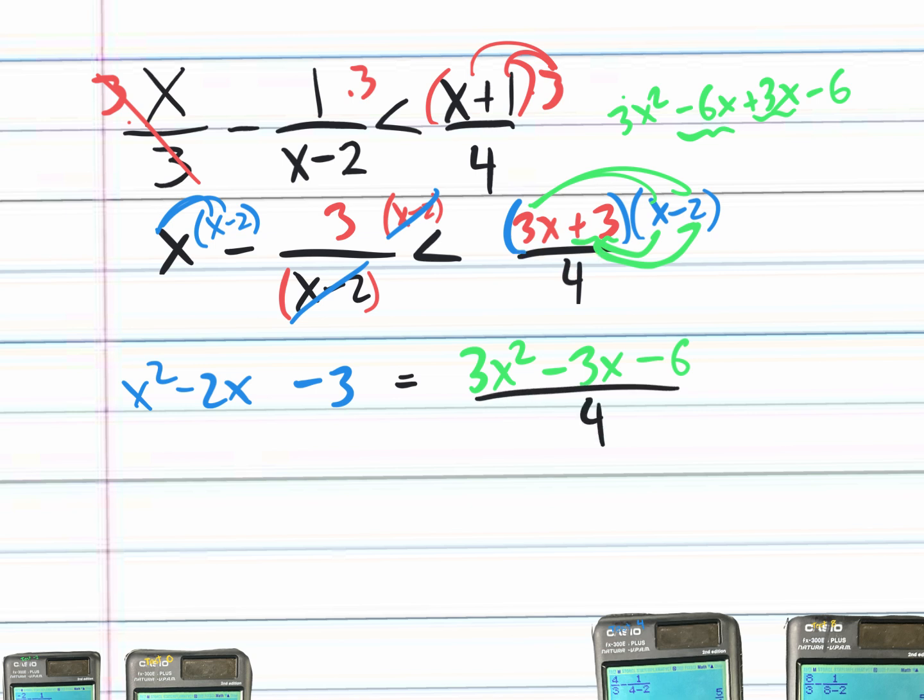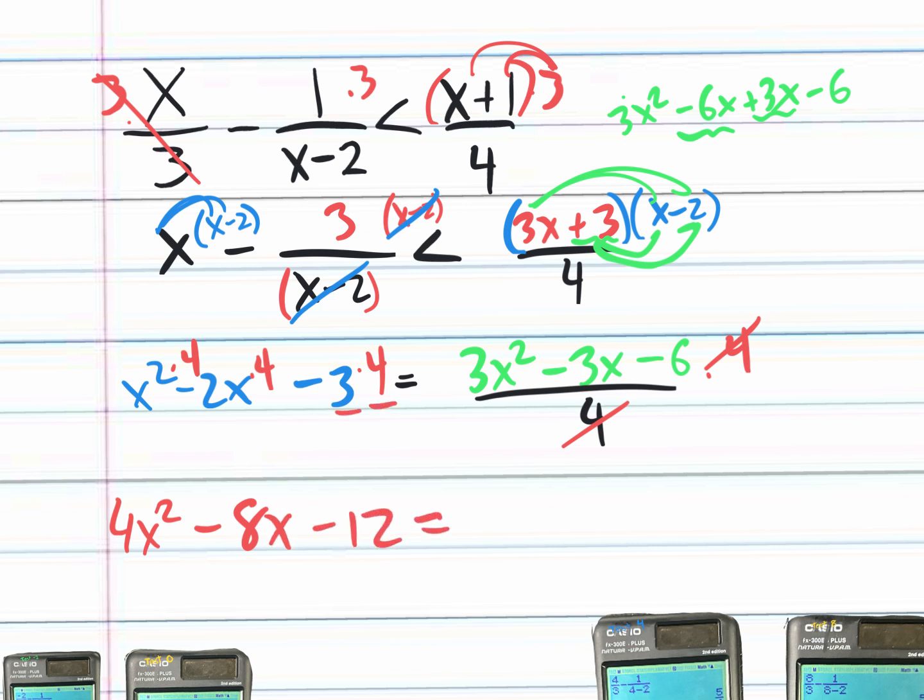So we got rid of one fraction at a time. We've gotten rid of 2. We still need to get rid of that last one. That last one's pretty easy. Multiply everything by 4. That'll cancel it out. Multiply by 4, multiply by 4, multiply by 4. So the x squared is going to now become a 4x squared. The negative 2x times 4 is now going to become a negative 8x. And the 3 times 4 now becomes 12. And it is equal to that fraction, 3x squared minus 3x minus 6.